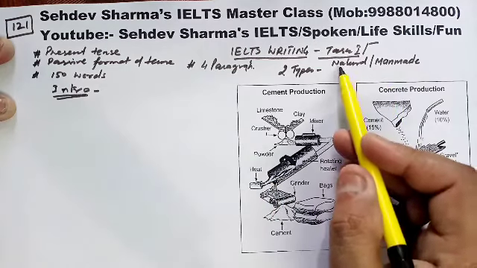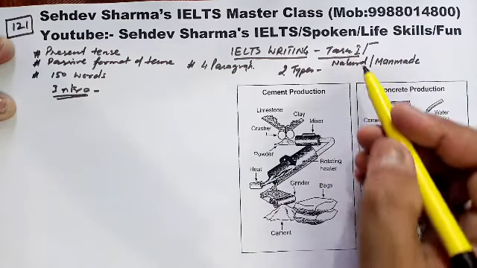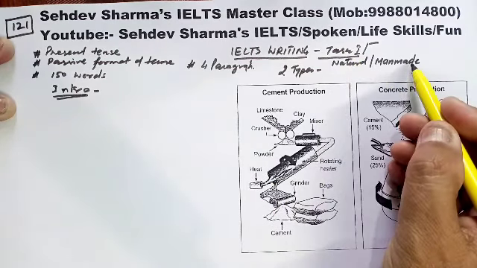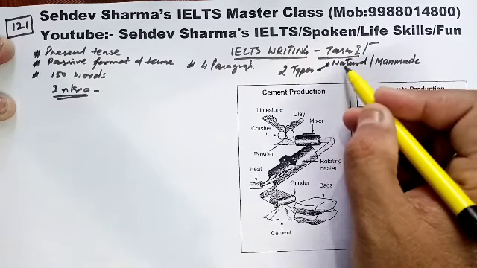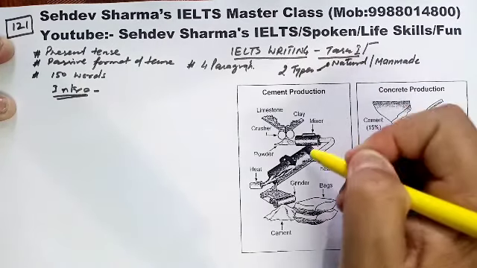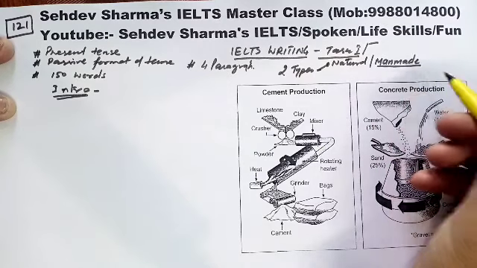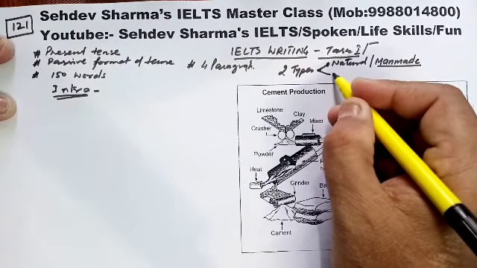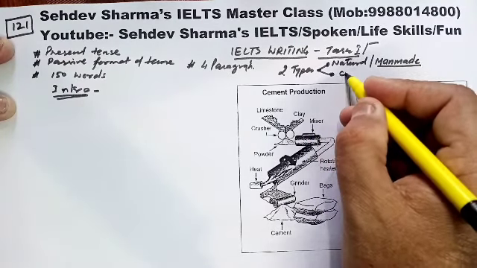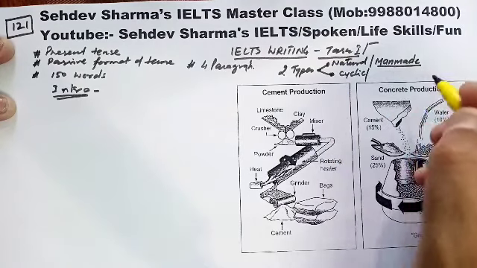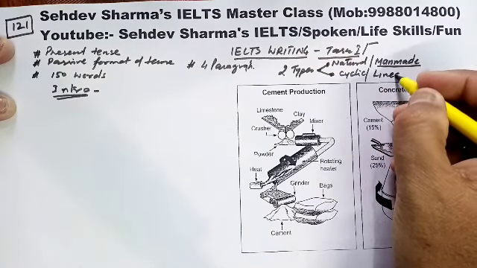Cement production is never natural. It is a man-made product. So we have to use either natural or man-made, but in this case we will use the word man-made. The second type of process can be cyclic or it can be linear.